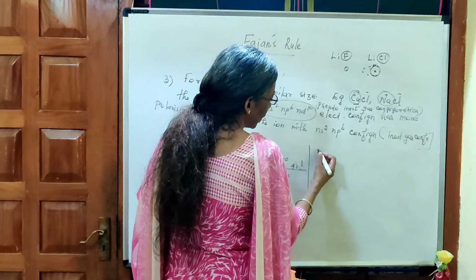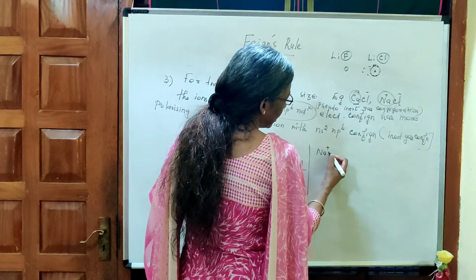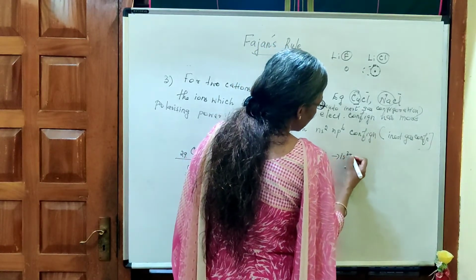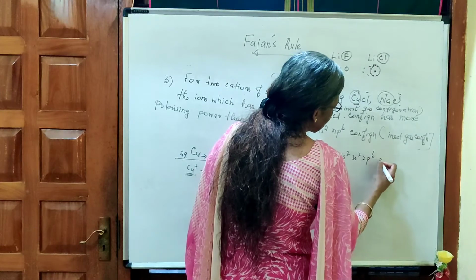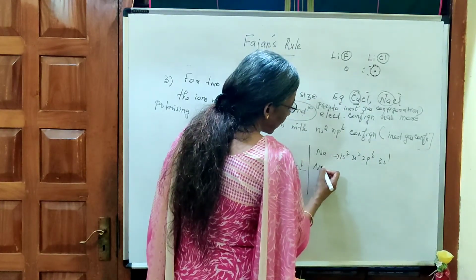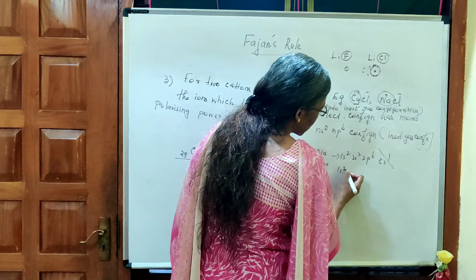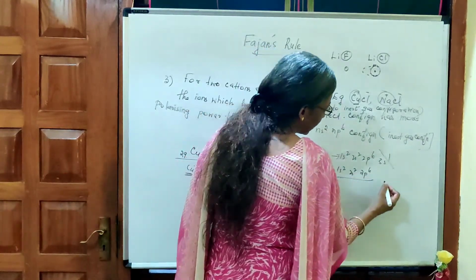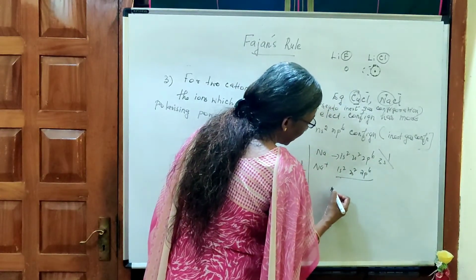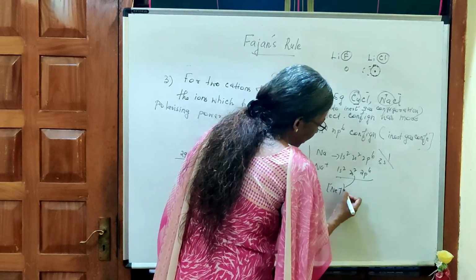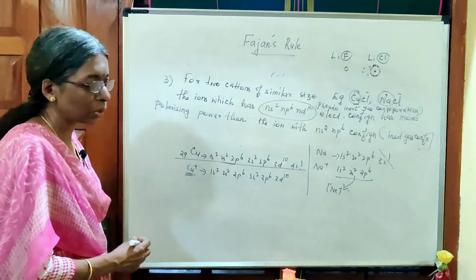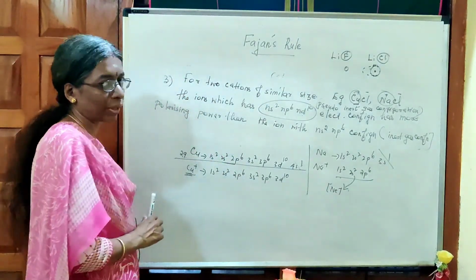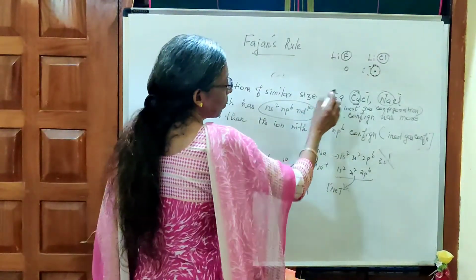But in case of sodium, if you take Na plus, how will you write it? Sodium: 1s2, 2s2, 2p6, 3s1. For Na plus, this will go off. So 1s2, 2s2, 2p6. So this is 10 electrons. This is inert gas configuration, like helium, neon. It attains the inert gas configuration of neon. Okay, this is not inert gas configuration when it attains Cu plus.